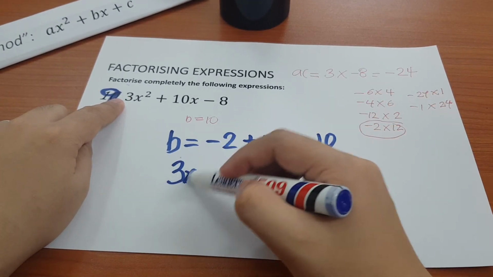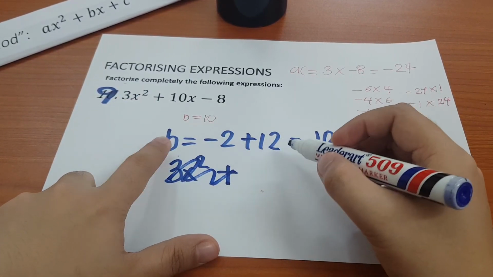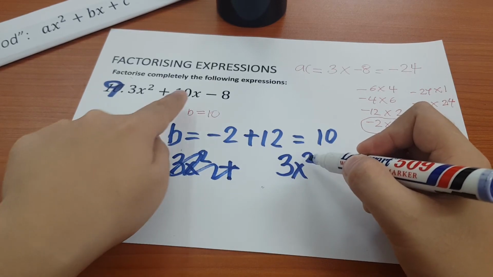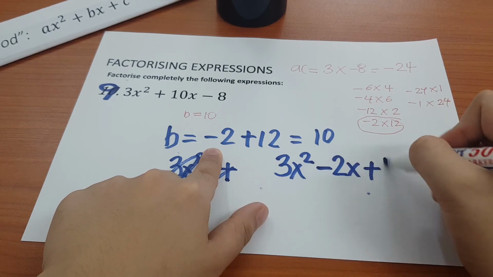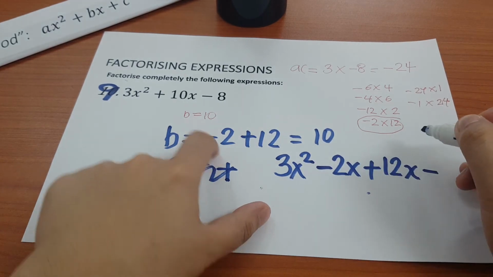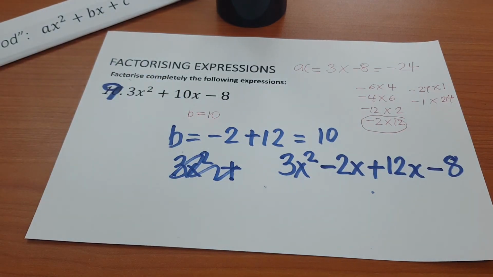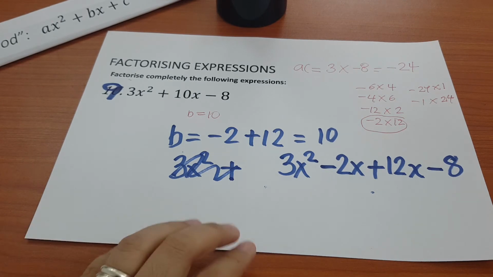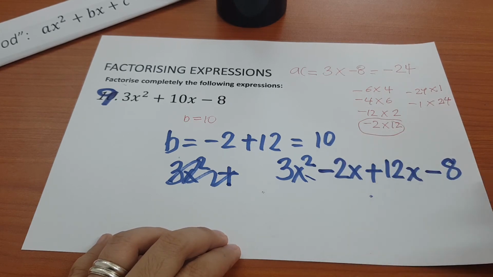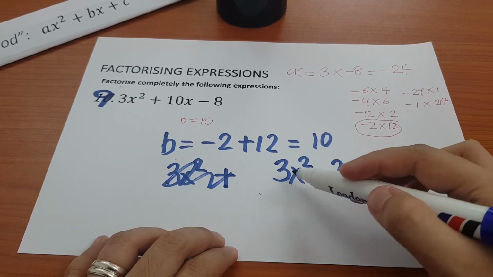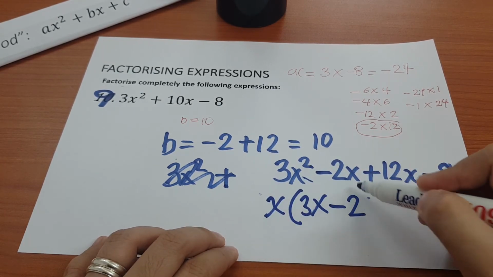So you will have 3x squared. Instead of 10x, you will rewrite it like this: minus 2x plus 12x minus 8. Okay, so you take two parts here. This is the first part and this is the second part. So take the common. The common here is x. So you'll have x times 3x minus 2.